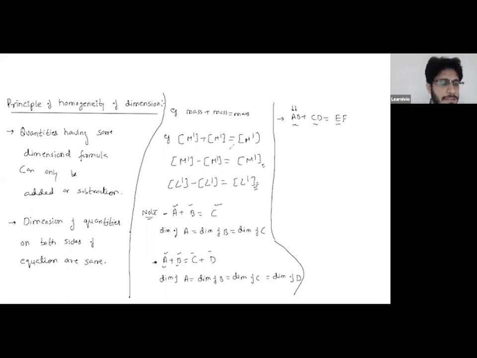Excuse me, sir. If A and B can have different dimensions, then why have you written that the dimension of A is equal to the dimension of B? I'm writing that A and B can have different dimensions if you are multiplying them. Can you see this particular equation, AB plus CD equal to EF?